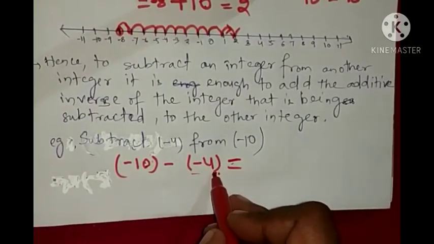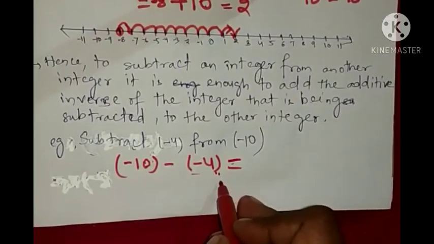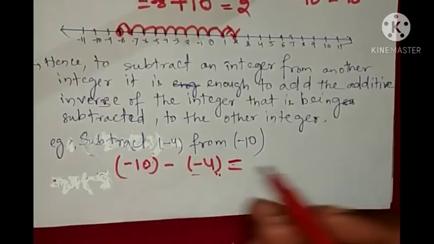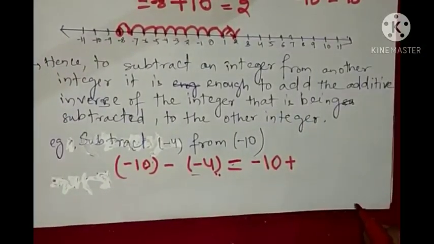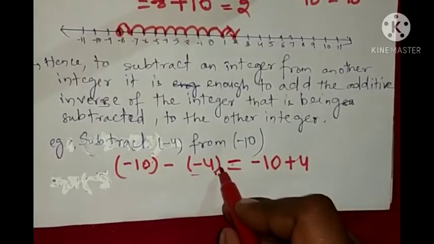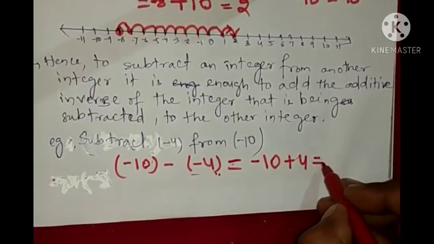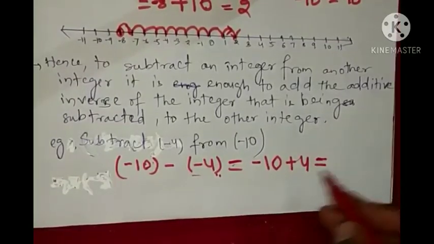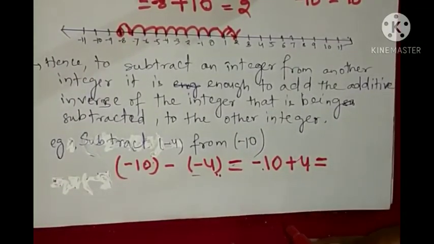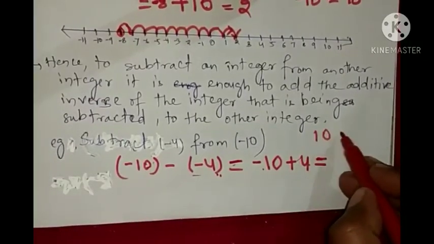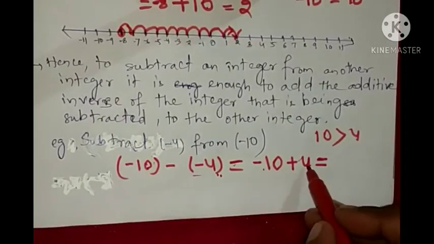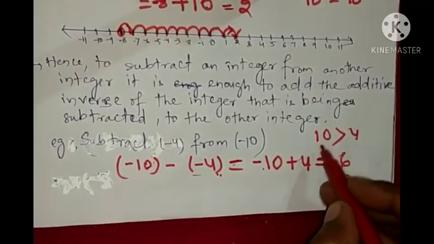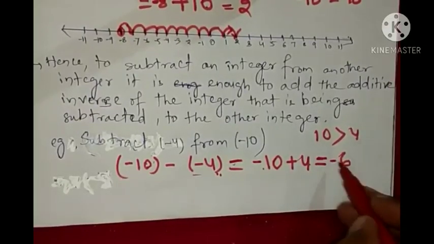That's why we will convert the negative integer to its additive inverse. Then add it, minus 10. What you will write? You will put the addition sign, plus 4. Okay, 4 is the additive inverse of minus 4. Then minus 10 plus 4. So which is bigger? 10, 4, 10 is bigger. So plus and minus sign is there. So 10 minus 4 is 6.